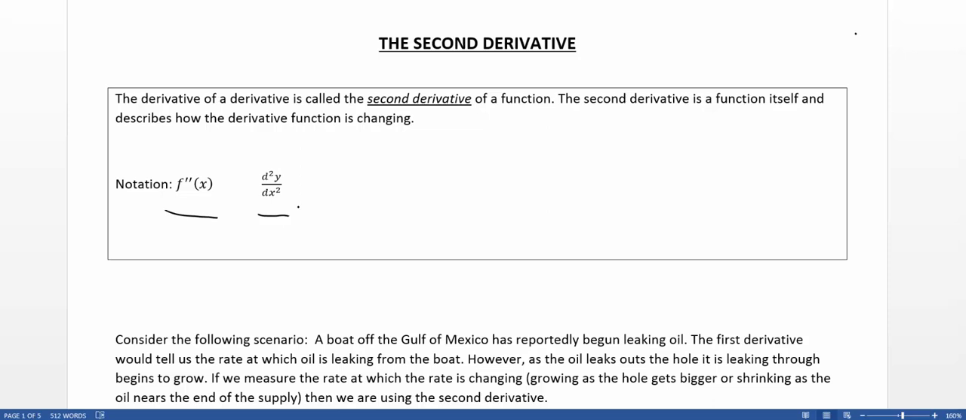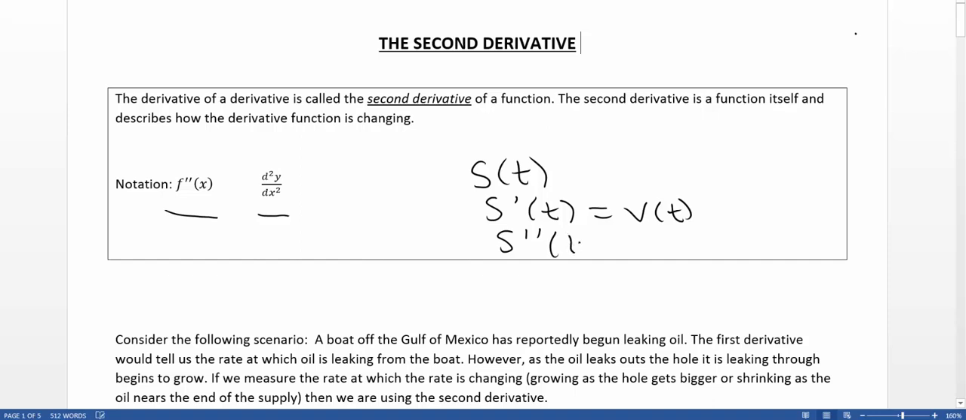The only time we've seen second derivatives so far is when we looked at the example of position in the last lecture. So remember, position we usually write as s of t. The first derivative of position we said was velocity. The second derivative of position, which is the first derivative of velocity, is called acceleration. So second derivatives have implications.